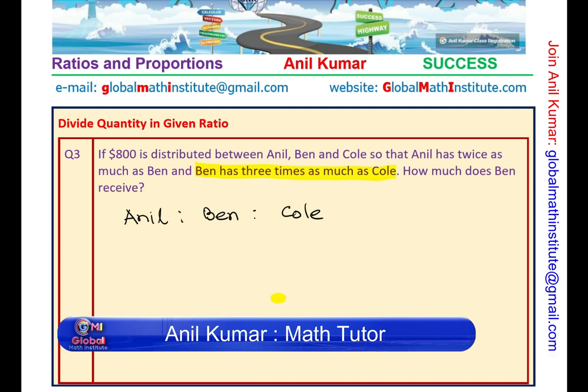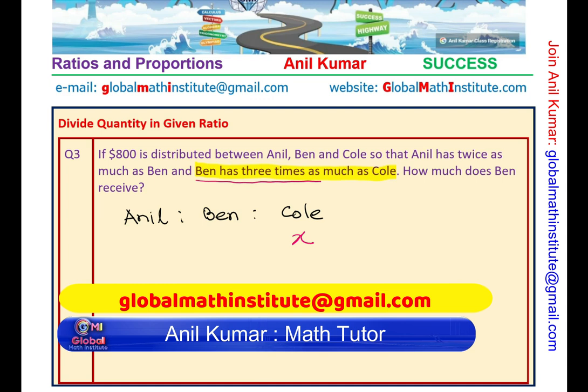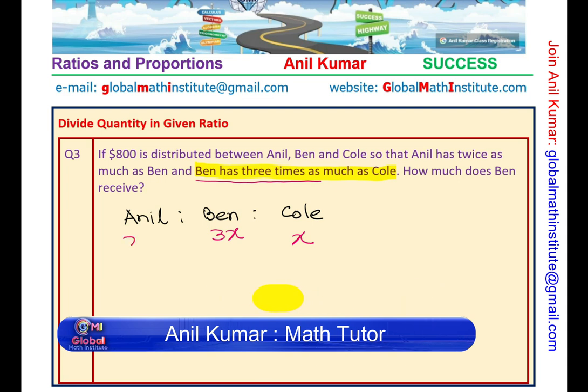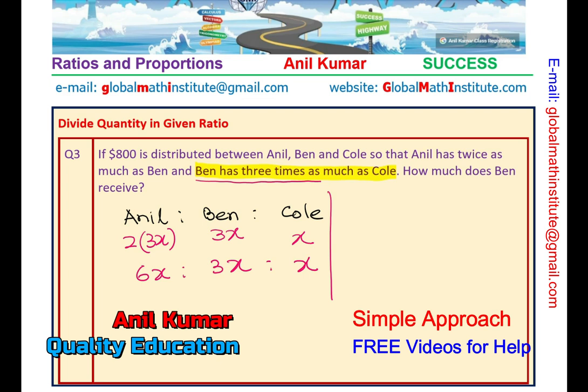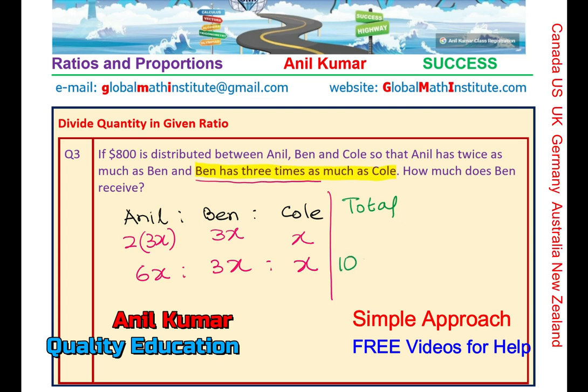So let's say that the number of dollars which Cole gets is x. Then Ben has three times, Ben will be 3x. And Anil has twice as much as Ben, means 2 times 3x. You get the whole idea, right? So basically, Anil gets 6x if Ben gets 3x and Cole gets x. So let's find what is the total. Since we have a total amount of 800, the total will be 6 plus 3, 9 plus 1, 10. So 10x. Now this is the total, and in dollars we have a total amount of $800.